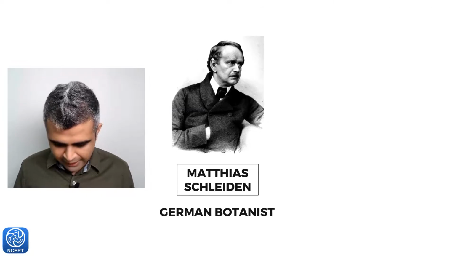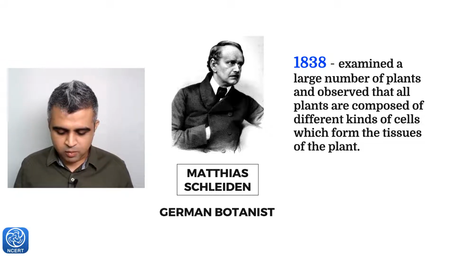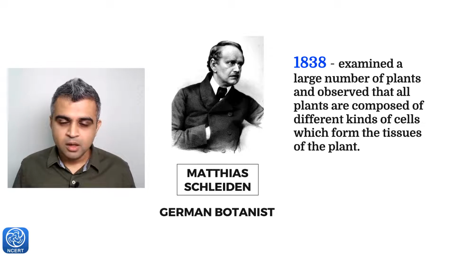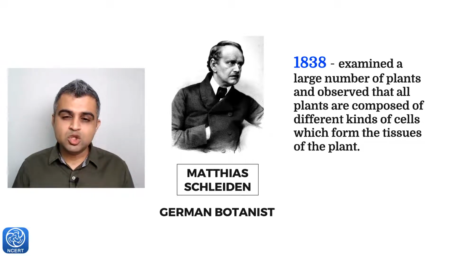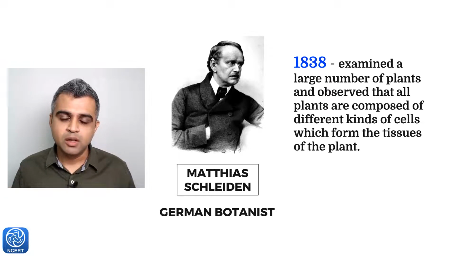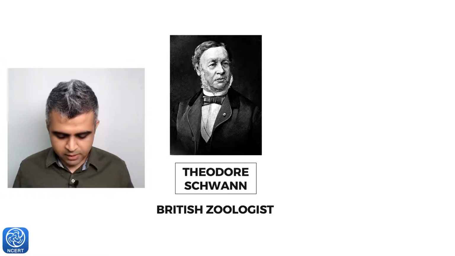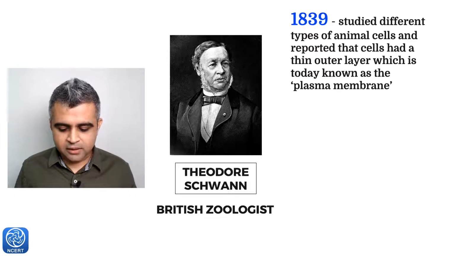In 1838, Schleiden examined a large number of plants and observed that all plants are composed of different kinds of cells which form the tissues of the plant. So Schleiden in 1838 observed that the majority of plants, in fact everything that he saw under the microscope, was made up of cells.